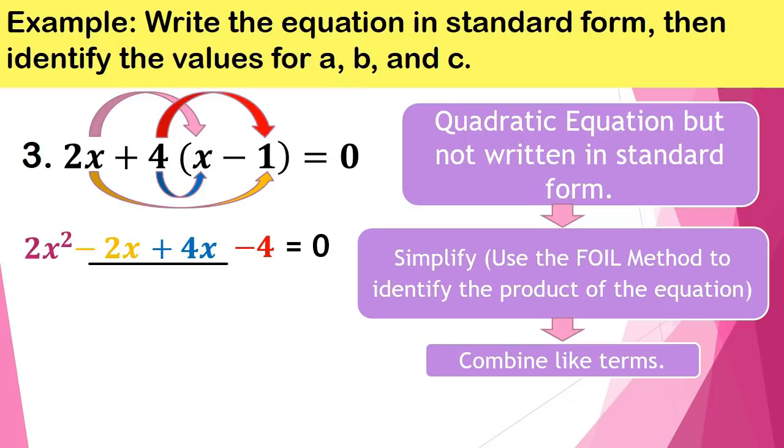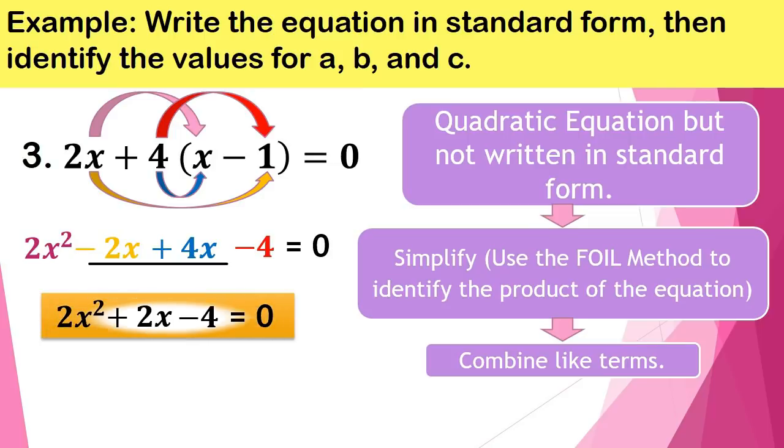What will happen dun sa hindi i-combine? So let's copy. It will become 2x squared. So let's combine negative 2x plus 4x. Since one of the terms is negative and one of the terms is positive, all we need to do is to subtract. So it will become 2x minus 4 equals 0. Now the product of the given equation is 2x squared plus 2x minus 4 equals 0.